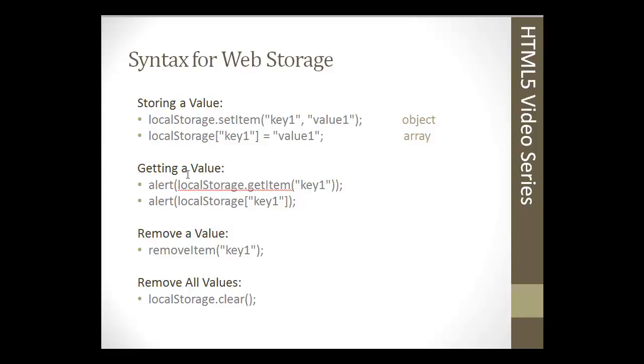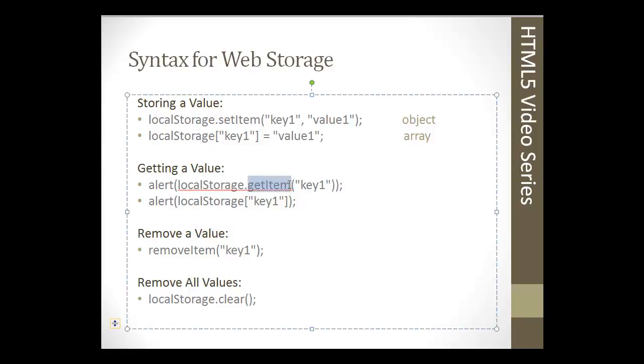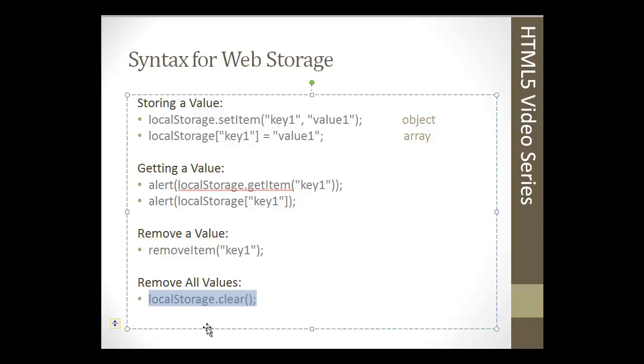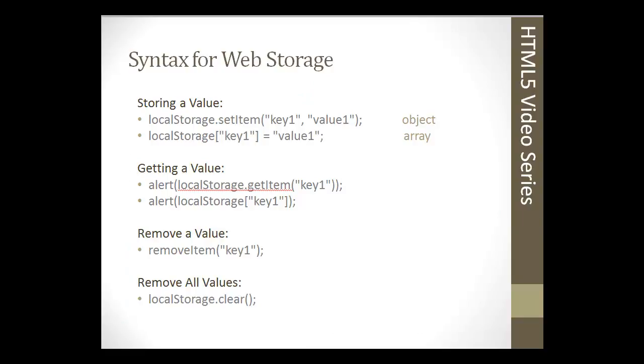And then getting the value is as simple as using the getItem method, and you just have the key. So right here, this would be JavaScript. It would give us an alert with the value in this particular key. Now removing a value is extremely easy. You just use the removeItem function, and then you can use this little line of code here to remove all values of all storage objects.